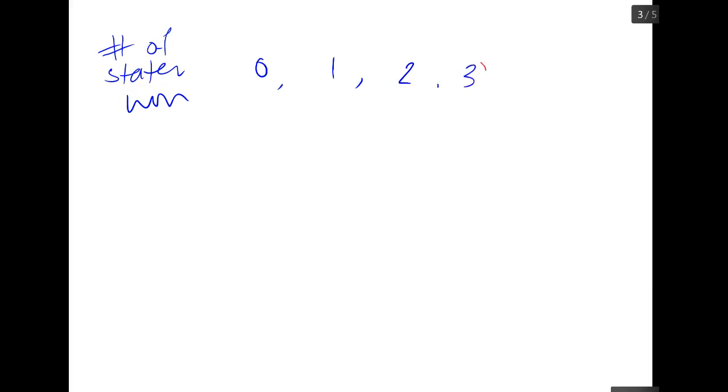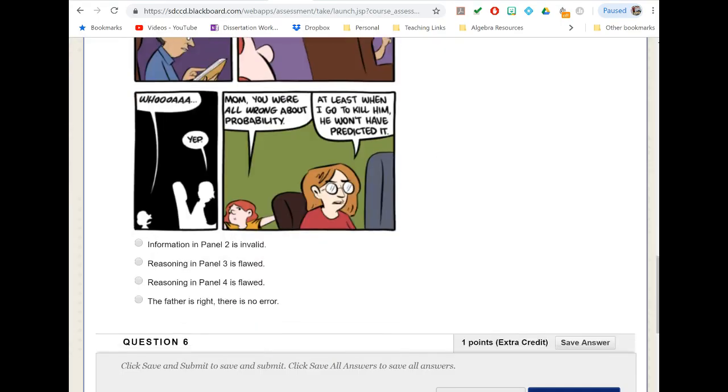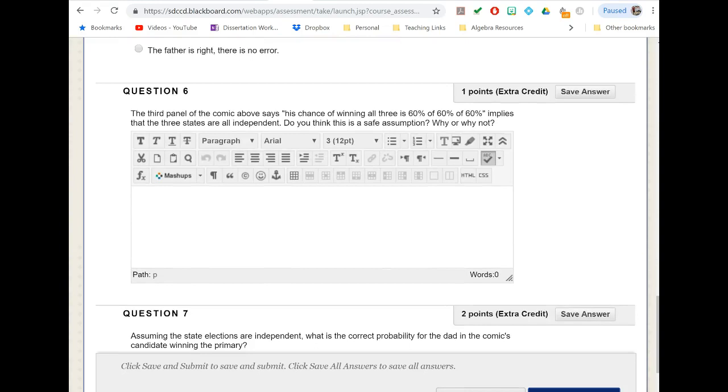So when he talks about the probability of winning all the states, he's only here. And the complement is winning 0, 1, or 2. But if the person wins 2, then his candidate still loses. So that was the biggest flaw in the reasoning. Now, some people did a really good job of explaining that in the next question, but that was not what I asked. The next question says that the 3 states are independent.